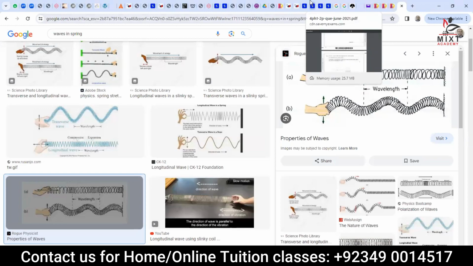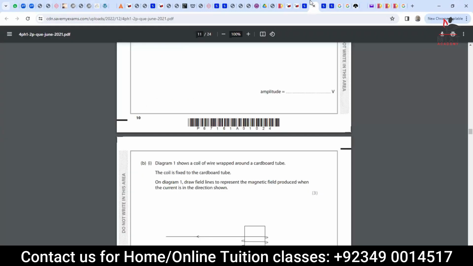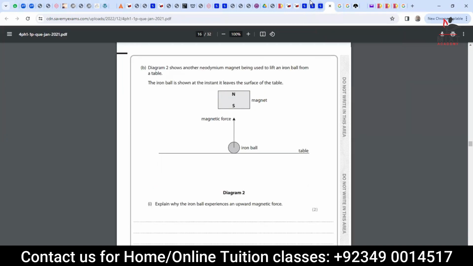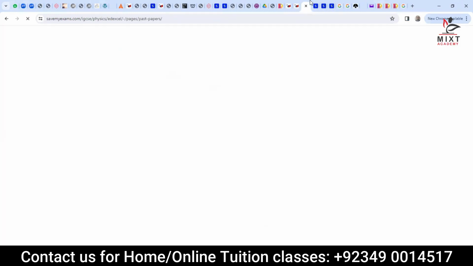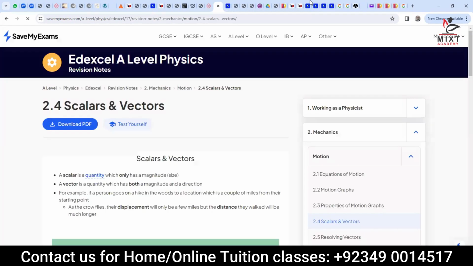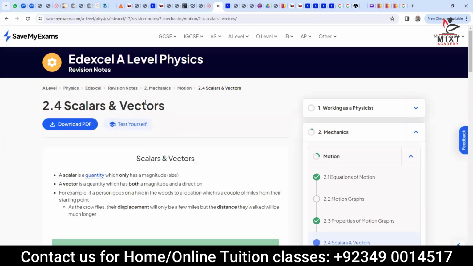Where is it? Show a diagram. Okay, let's talk about this. Save my pages. Not this one. Vector, scalar, it is. All right.